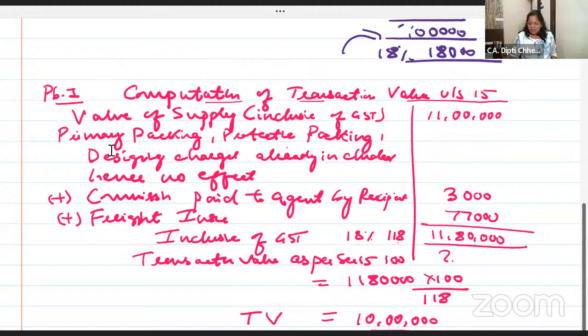Everything will be over for value of supply. Arey, give some response, easy or somewhere you are confused. I'm repeating each and everything 2 to 3 times. Primary packing and all, what will we do? Ignore.